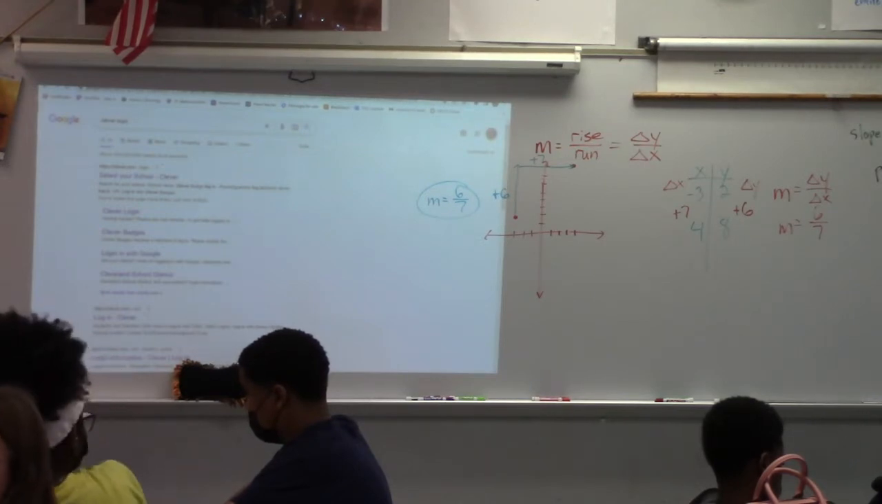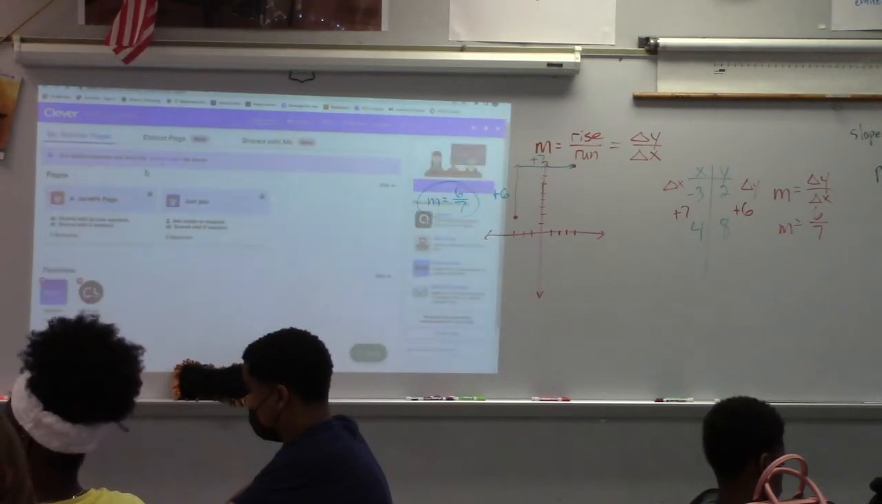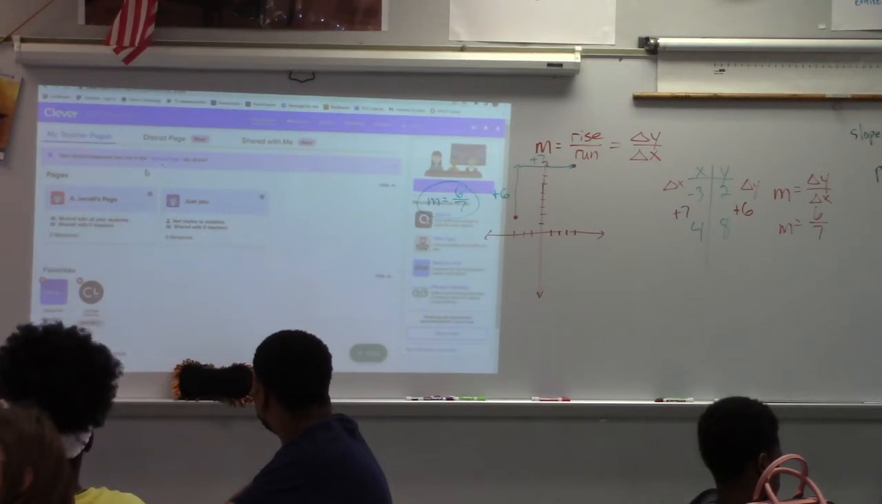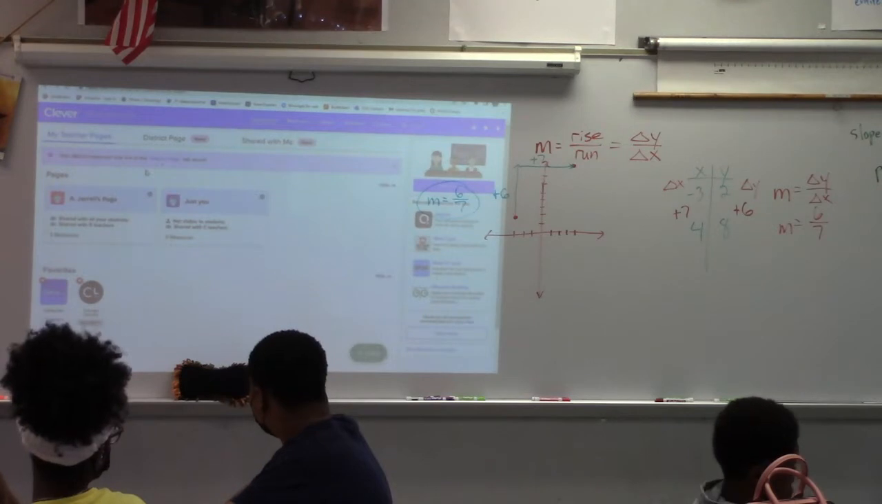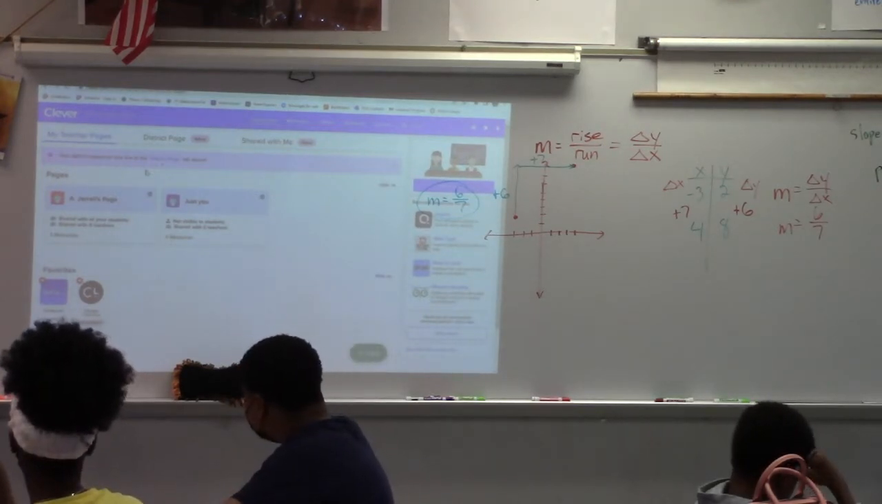Clever login. Now, when you sign into Clever, it may give you this weird thing where it has like a camera and it's like, hey, use your badge to log in. Don't do that. We don't have badges to log in. Just look at the bottom where it says log in with username and password. Any guesses what the username and password will be? Your school username and password, okay? That's how you will log in.